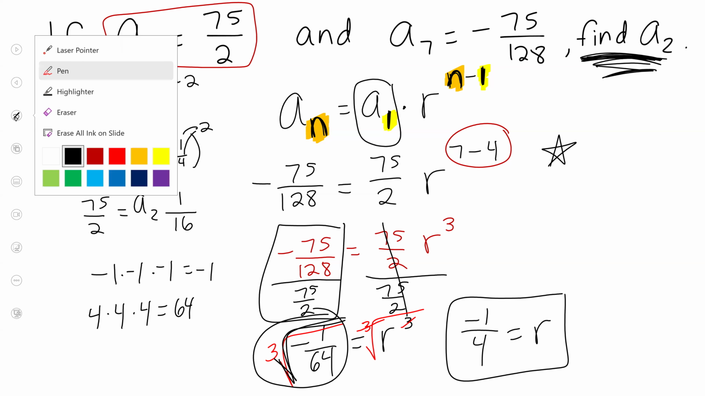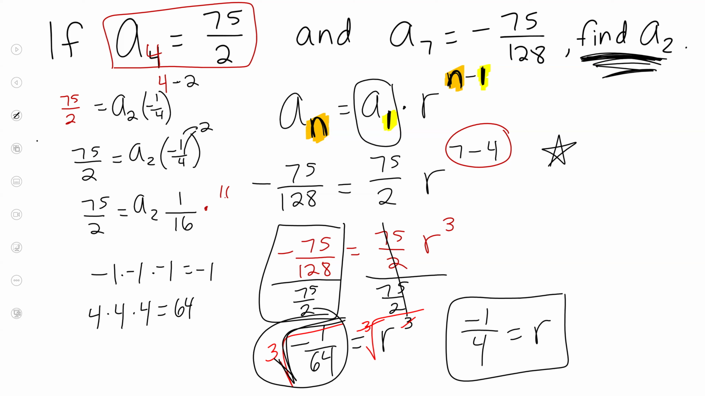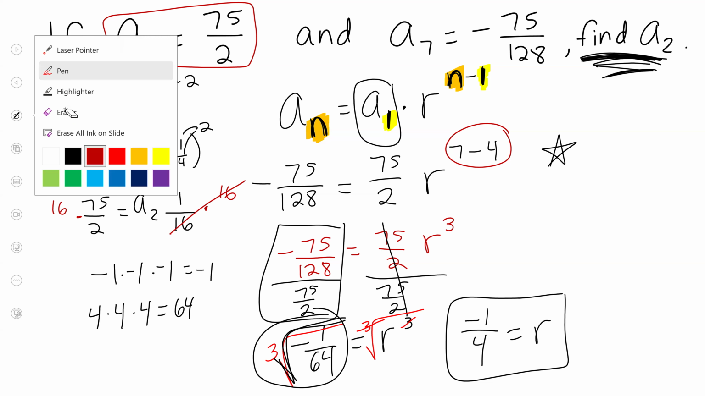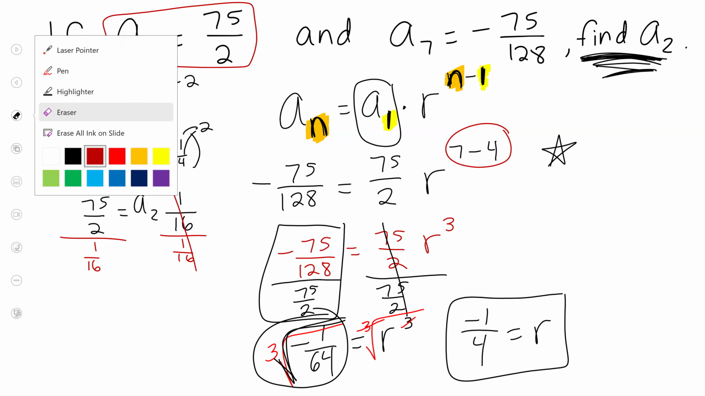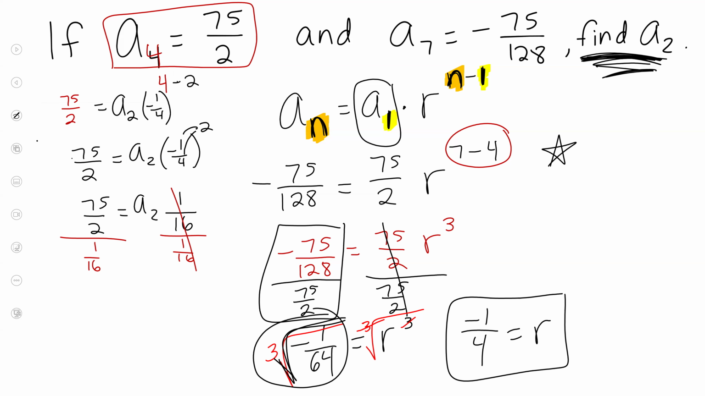Okay, now I can multiply this side by 16 and it cancels out. I can multiply this side by 16. You can do that. Or some of you might feel better just dividing both sides by 1 over 16. You'll get the same answer. That cancels. So you will get, let me clean this up a little bit. Your final answer will be A2 equals, if you put this into your calculator, you'll get 600.